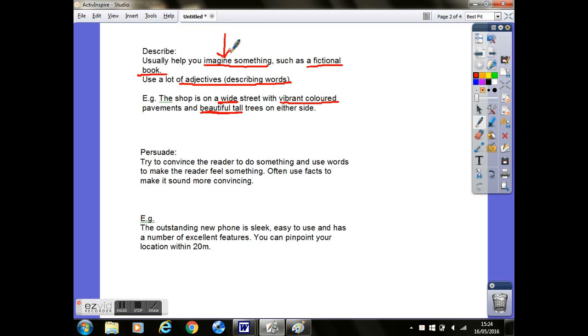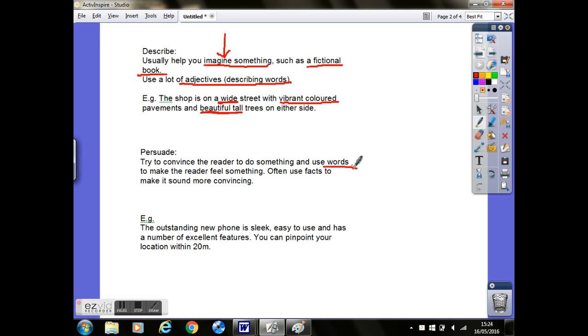So this one, it says trying to convince the reader to do something, and it'll commonly use words to make the reader feel something as well. And then finally, they'll often use facts to make it sound more convincing. So think about any adverts where a company is trying to sell you something, or even just a takeaway leaflet you might get through your door. They're trying to persuade you to buy a product or service generally. So they're going to use these techniques.